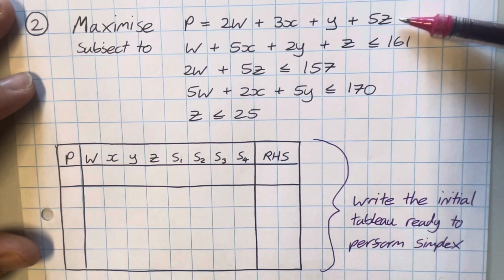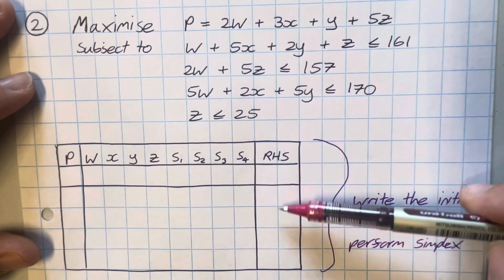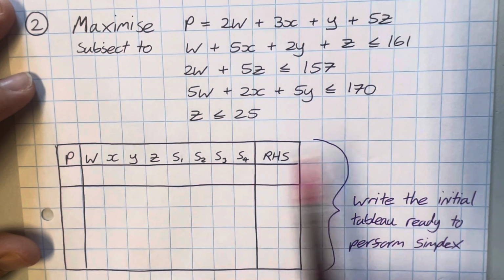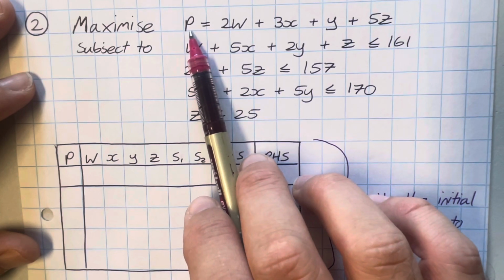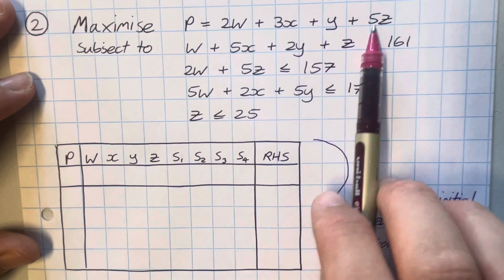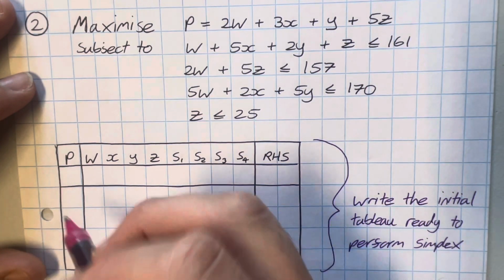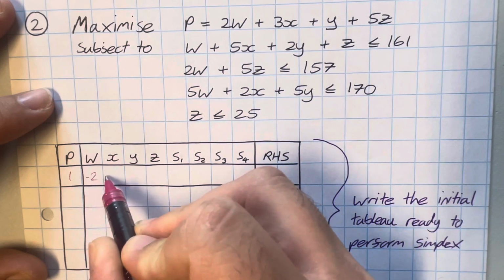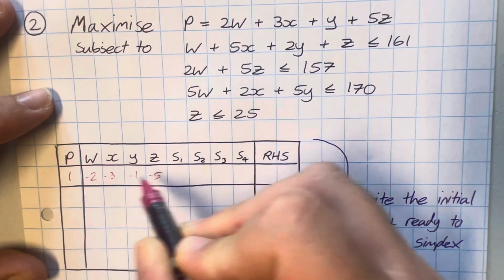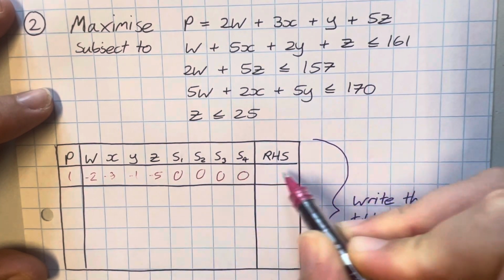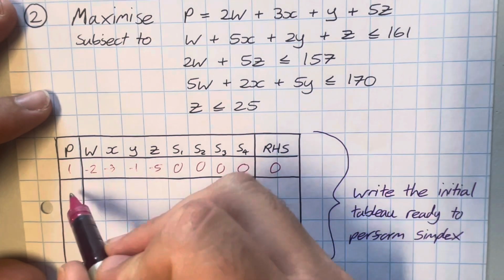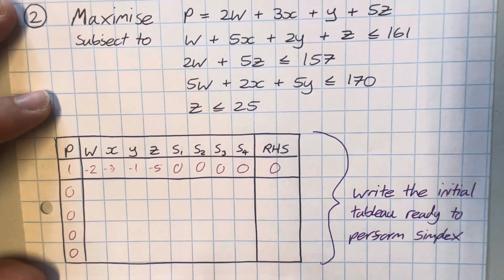This objective line will go in the top, and then we have four constraints, which will go here, introducing our four slack variables, one for each constraint. So the top one, P: all of these are going to come across to the other side, so they're all going to be negative. Negative 2w, negative 3x, negative y, minus 5z, and that's going to equal 0. So 1, negative 2, negative 3, negative 1, negative 5, and then all the rest are 0 because there are no slacks in the objective. That leaves us with 0 initially on the right-hand side. All the rest of those are 0 because P doesn't occur anywhere else.